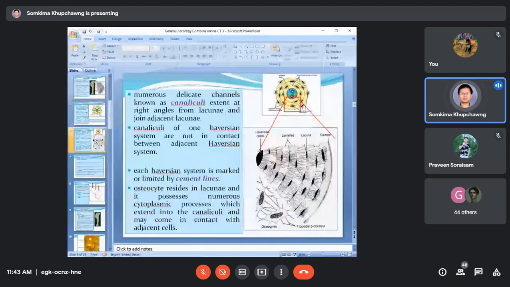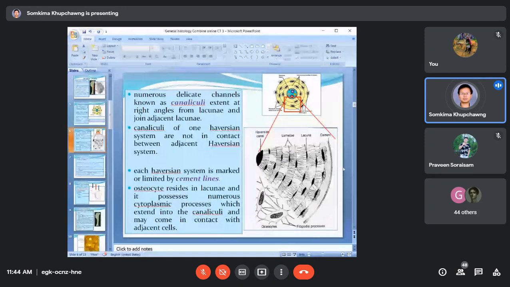Okay. Next point is numerous delicate channels known as the canaliculi extend at right angles from the lacunae and join adjacent lacunae. So if you concentrate on one lacuna, from the lacuna we can see so many processes coming out, right? Those are known as the canaliculi. Canaliculi means delicate channels that arise from the lacunae.